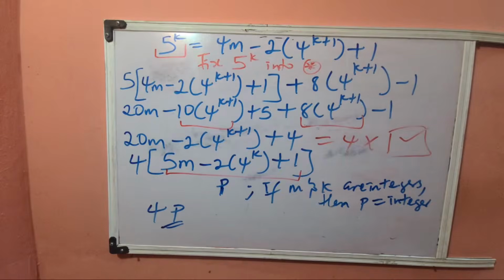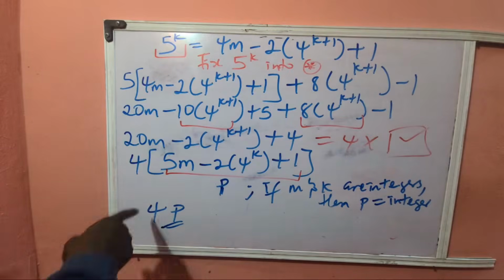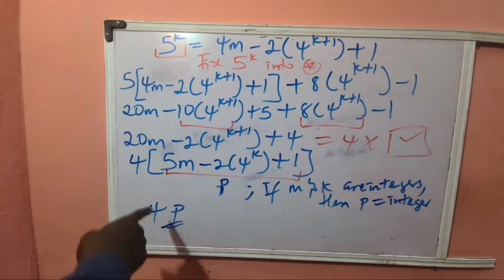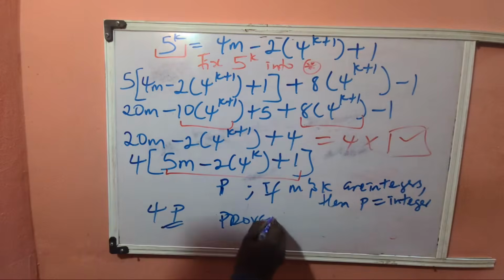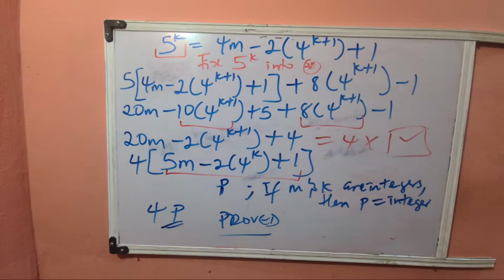Once you are able to prove that your answer is giving you 4 times a particular integer value, which in this case, p was the integer value we used, you can use any letter you want, x or y, but we're using p. Once you're able to prove that n equals k plus 1 arrived at 4 times a particular integer p, then we are good to go. So we have been able to prove by mathematical induction that the function 5 raised to power n plus 2 into bracket 4 raised to power n plus 1 minus 1 is an integer multiple of 4.